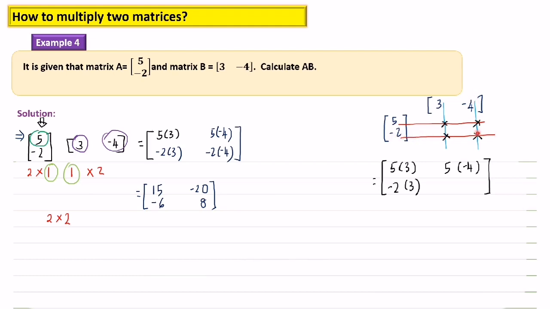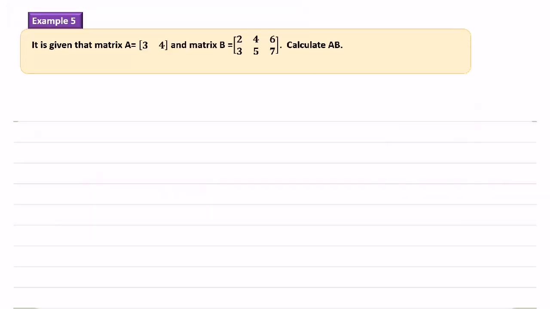Negative 2 times negative 4. You will obtain also the same answer: negative 15, negative 20, negative 6, and 8. 5 more questions. Example 5. It is given that matrix A is 3, 4 and matrix B is 2, 4, 6, 3, 5, 7. Calculate AB.